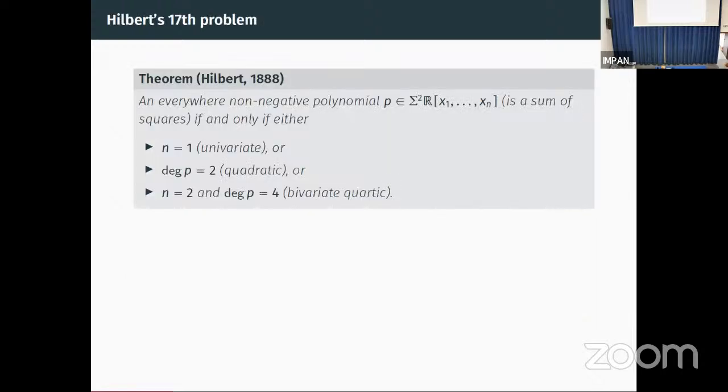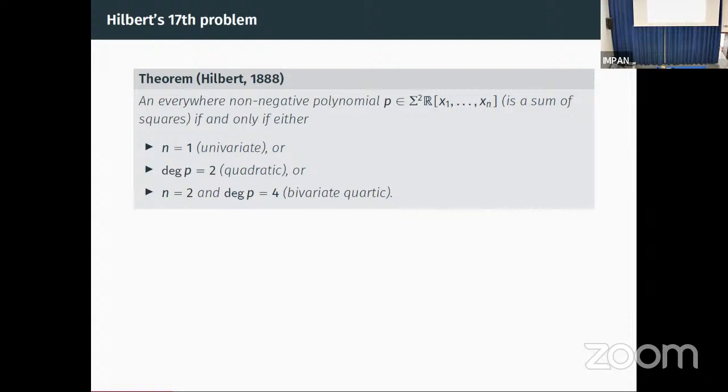Okay, a brief history of what we are doing. This is something called Hilbert's 17th problem. Hilbert asked this problem and then partially solved it. The problem asks: when is a positive polynomial or negative polynomial always a sum of squares? And here is the complete list of cases.